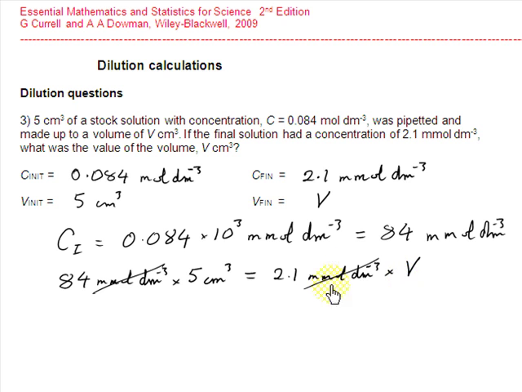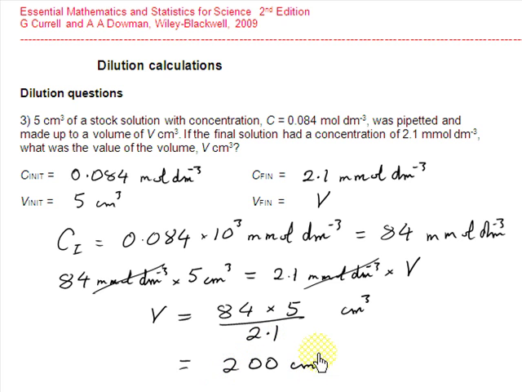So now rearranging this equation, our final volume V will equal the 84 times the 5 in centimeters cubed, and the 2.1, which was a multiplier of V, then becomes a divisor on the other side, and this enables us to calculate the final volume, which will be a value of 200 centimeters cubed.